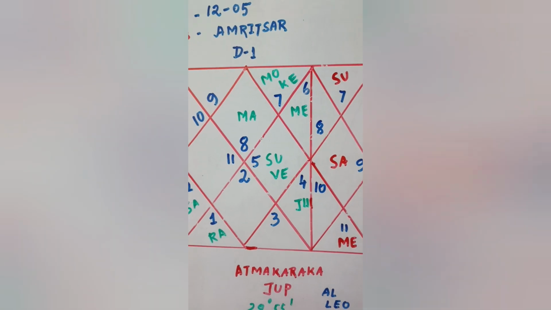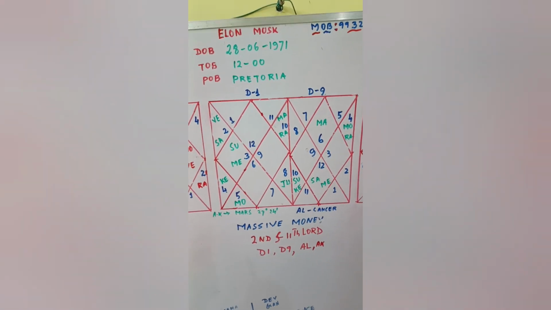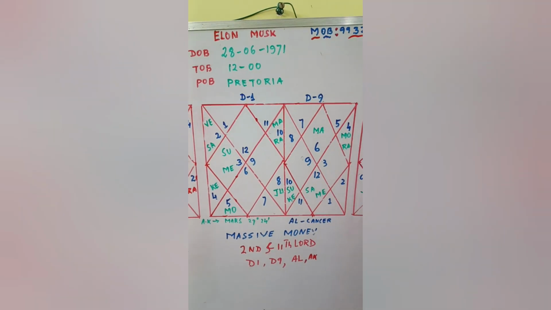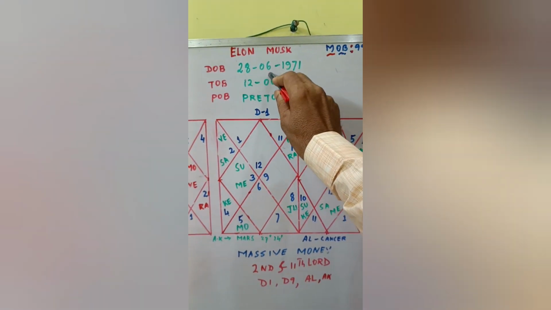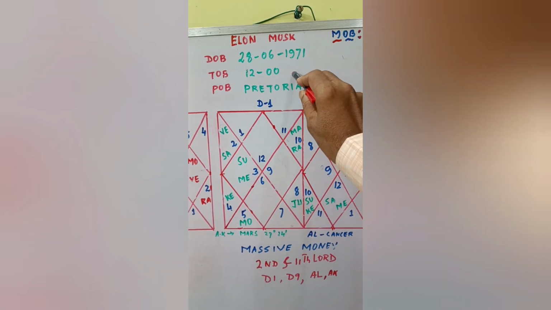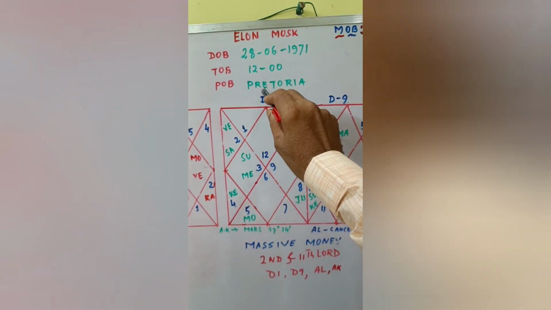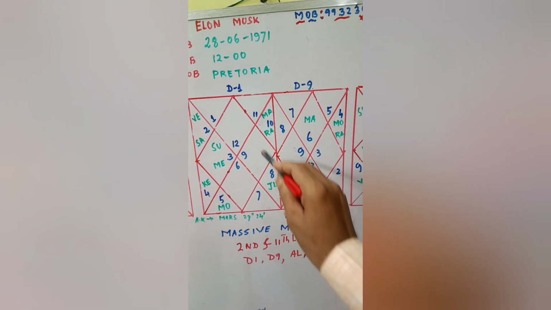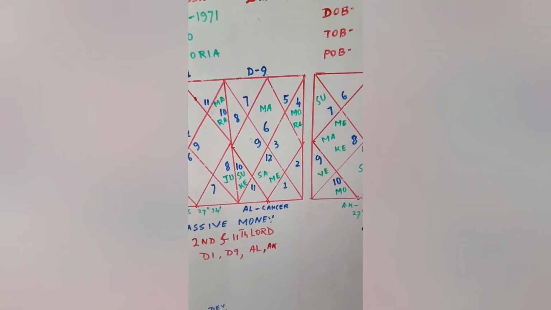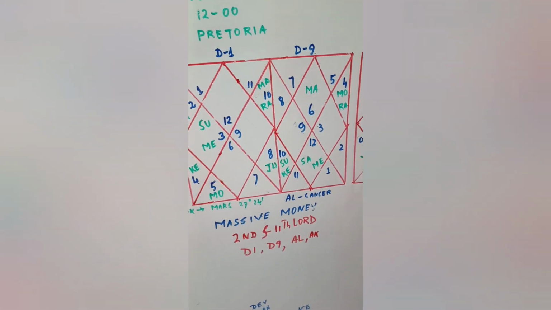Now coming to the chart of the world's richest person, Elon Musk. Date of birth 28 June 1971. Time of birth 12 p.m. Place of birth Pretoria. This is the D1 chart, this is the D9 chart, adjacent to it.